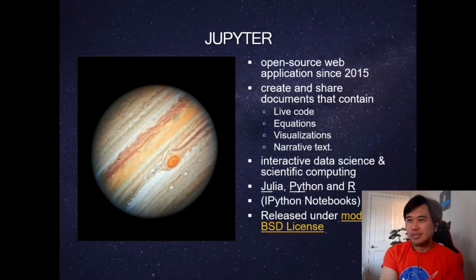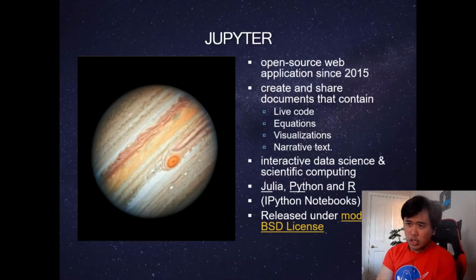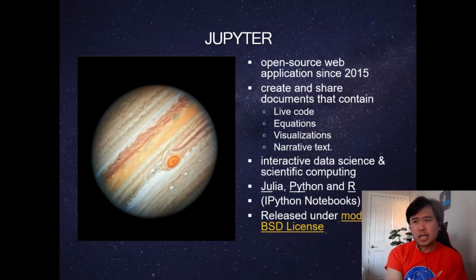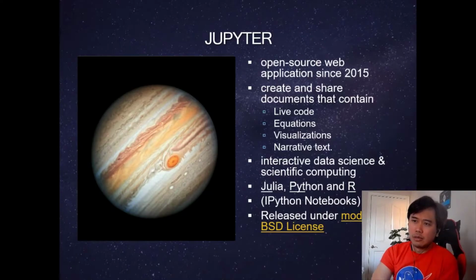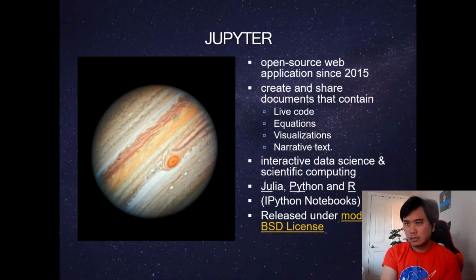It started back in 2015. It used to be called IPython Notebooks. Its goal is to create and share documents that contain live code, equations, visualizations, and narrative text. The word Jupyter came from the first few kernels that got started, Julia, Python, and R, and that's why it's a combination of those words. It's released under a modified BSD license.